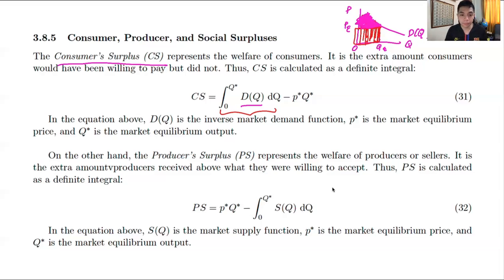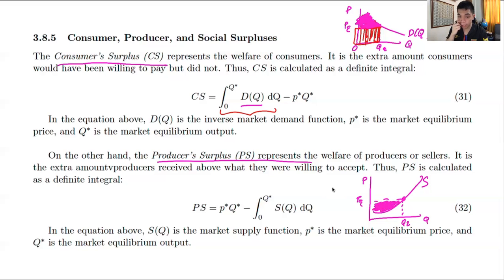On the other hand, the producer surplus represents the welfare of producers or sellers, and it is the extra amount producers receive above the price that they're willing to accept. Thus, the producer surplus looks kind of like the opposite. A typical supply curve looks something like that. Say this is the equilibrium price, so PE is here, and therefore QE would be somewhere here. Your producer surplus would be this pink area here.